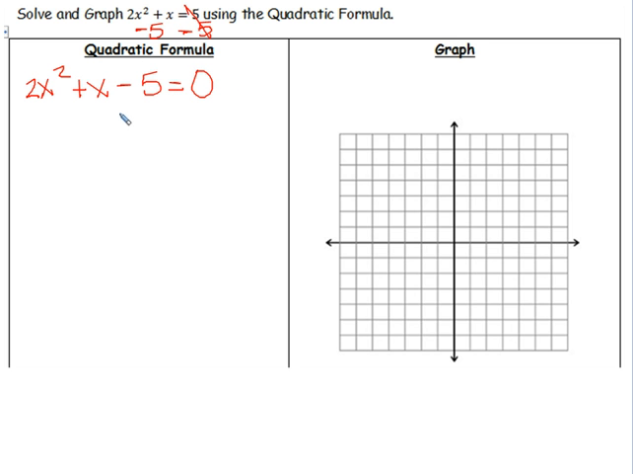Now, in order to use the quadratic formula, we need to know what is our a value, what is our b value, and what is our c value, because we're going to plug those numbers into our little formula. So a in this case would be 2, b would be our little kind of invisible 1, and c we have a negative 5. All right, so you might need to reference the quadratic formula. Hopefully you wrote it down on your note guide kind of towards the top of the page, but we're going to plug these numbers in the appropriate positions.